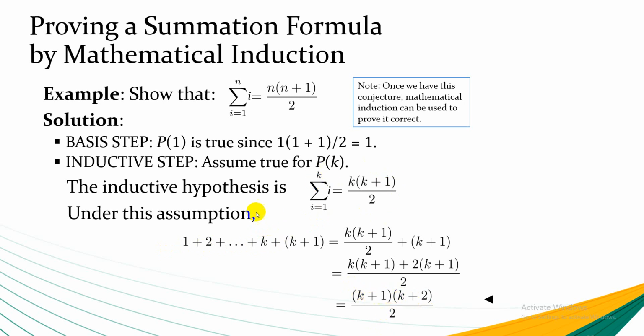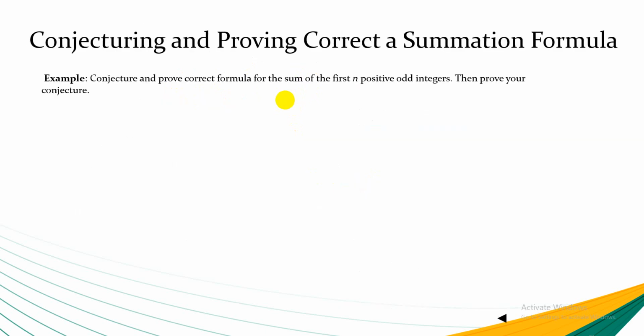And this is equivalent to this one when you replace k with k plus 1. So given that this is true, we showed that k plus 1 is also true. And then we can say, okay, so this has been proven true. So the first time we guessed this, and here we proved that this is true.